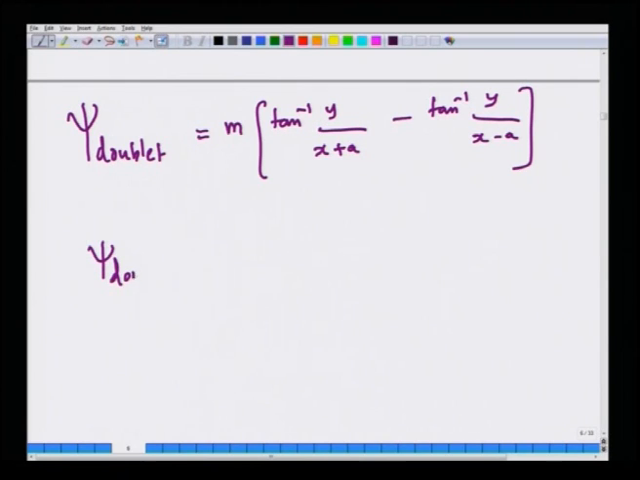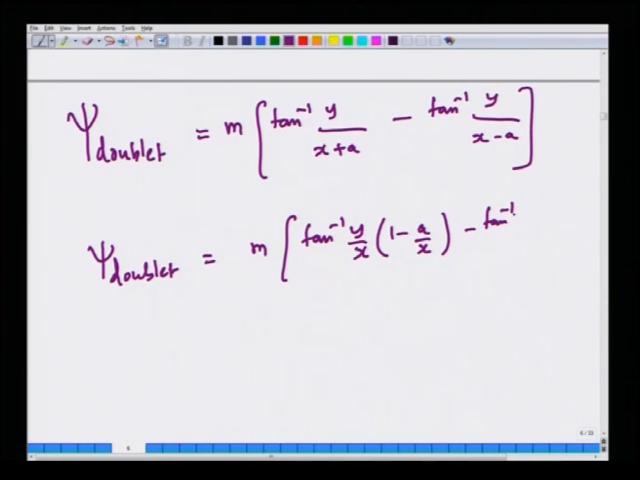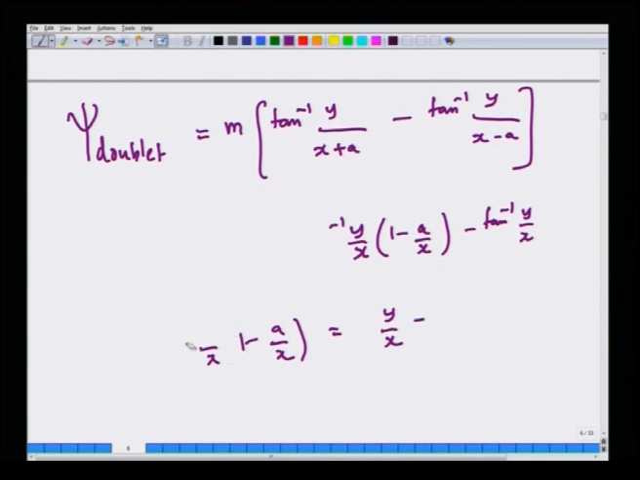So, I will first rewrite this as m times tan inverse of y by x times 1 minus a by x, minus tan inverse of y by x, times. So, if I multiply this by y by x, I will get. So, let me just do this algebra. So, y by x times 1 minus a by x is y by x, okay, minus. So, instead of doing this, let us just delete this step, it is not required.